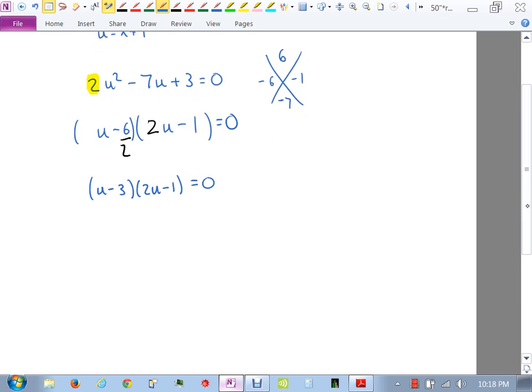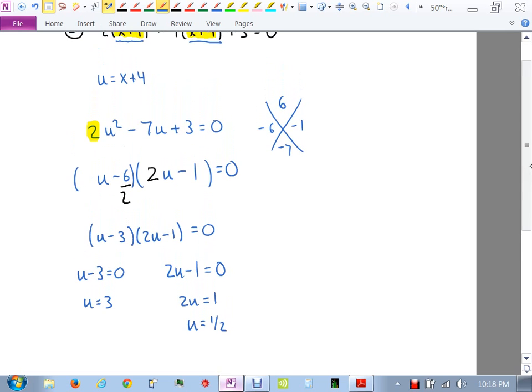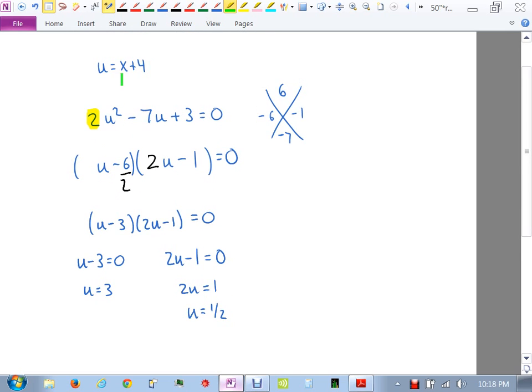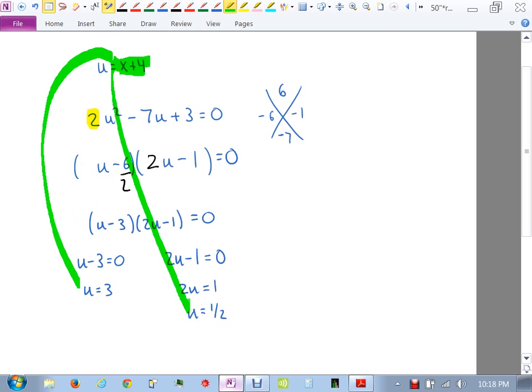And now, once we have this, we set each one of those equal to 0. u minus 3 equals 0. The other one, 2u minus 1 equals 0. Add 3 to both sides here, you get u is 3. Add 1 to both sides, 2u is 1. Divide by 2, u is 1/2. So now what we're going to do is go back and say, well, what was u? u was x plus 4, so I'm going to come down here and replace my u's with x plus 4s.